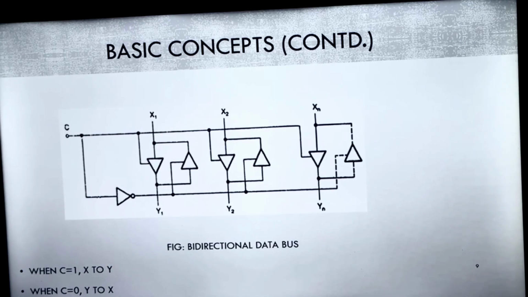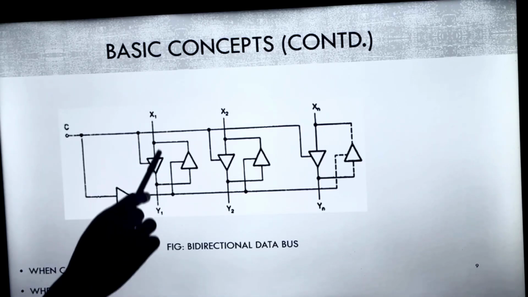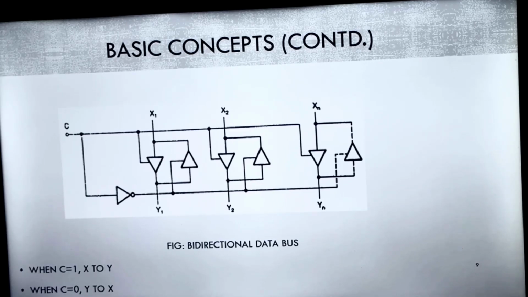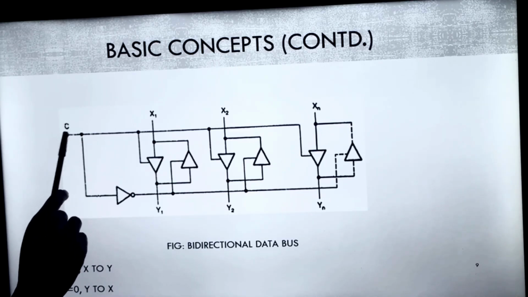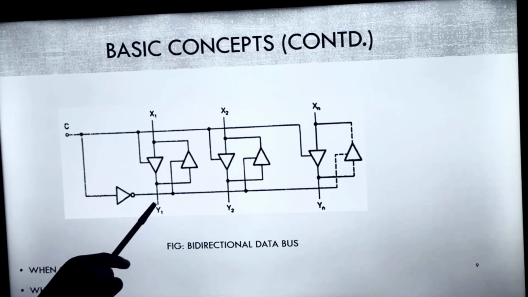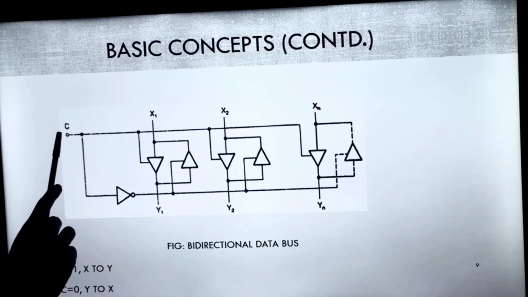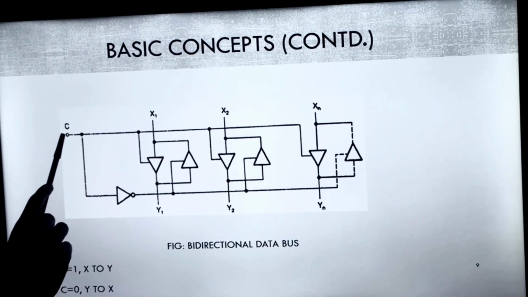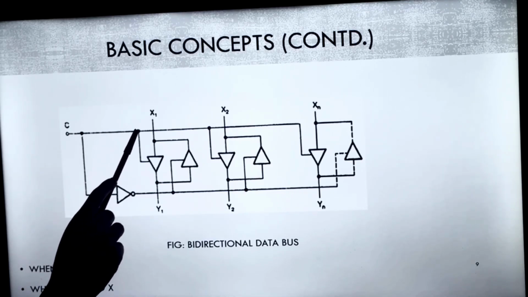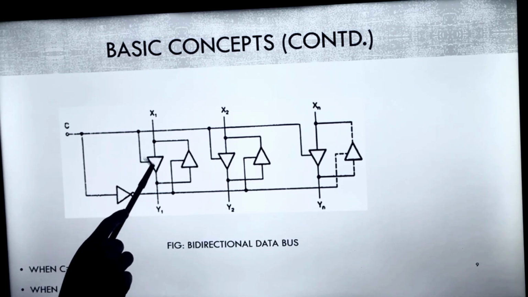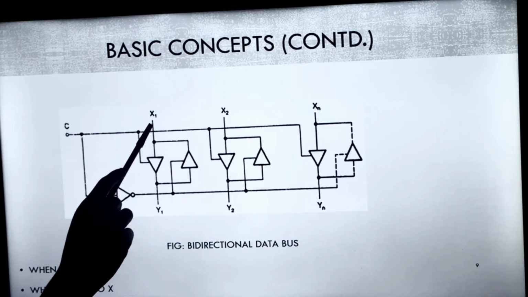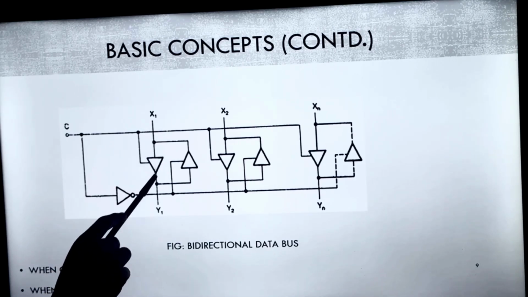Now when shall I send x to y or when shall I send y to x? I cannot send both together, right? Otherwise there will be some collision. So what we'll do? We'll put some signal from here, C. C is the signal which will decide whether my transfer is from X to Y or Y to X. So how? Suppose C is 1. I am sending 1 as a signal here. If C is 1, see, this 1 will be coming here and this 1 will be coming here. This tri-state buffer is getting 1. If it is 1, I know I can enable the transferring from X to Y. So this X1 to Y1 will be happening.